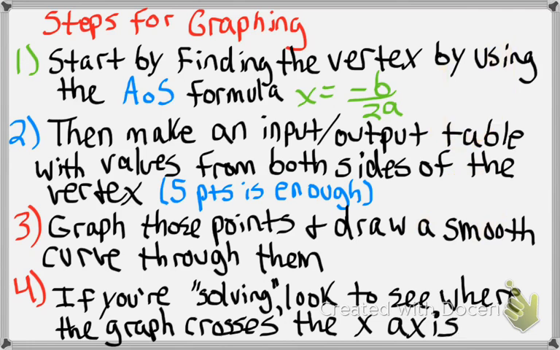Now, 5 points is enough for you to choose. So you would pick 2 numbers on both sides. Counting your vertex, that would be 5 numbers for your x's. After that, you're going to graph those ordered pairs and draw a smooth curve that goes through them. Now, if it just says graph, you're done at that point. But if it says solve, meaning what are the x-intercepts, you're going to look at your graph to see where the graph crosses the x-axis. So let's finally do some examples.